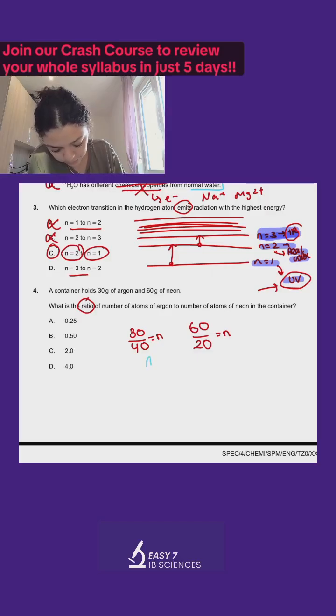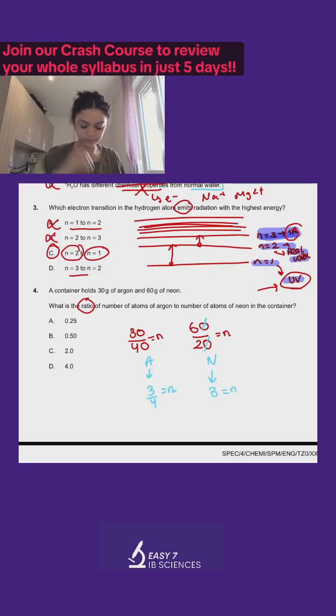My argon is here. Okay, so that means I have 3 out of 4 moles of argon. Then my neon, hopefully you guys can see this blue, it's a bit bright. My neon is going to be 60 over 20, which is going to be 3. So I have the moles of 3 over 4. So this for argon and this for neon.